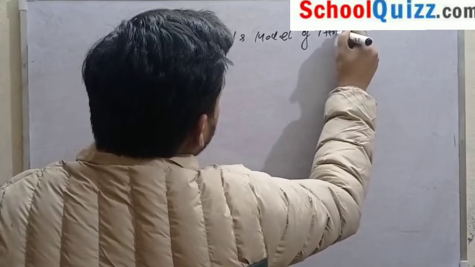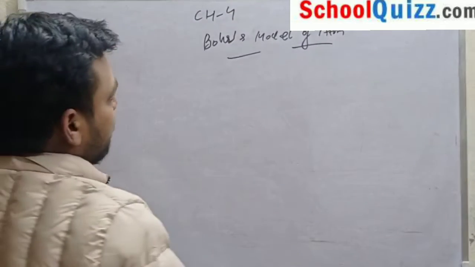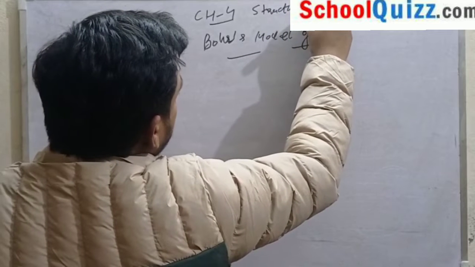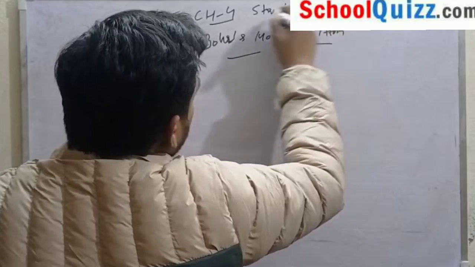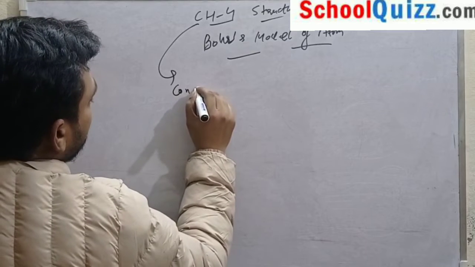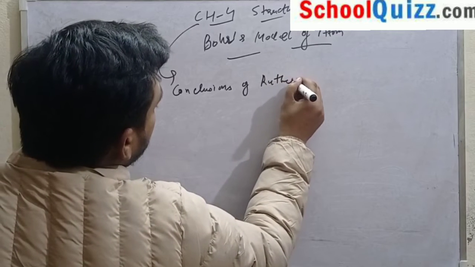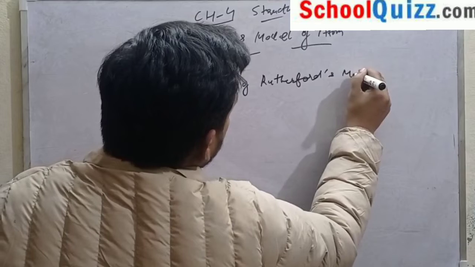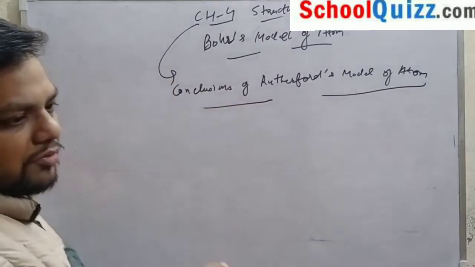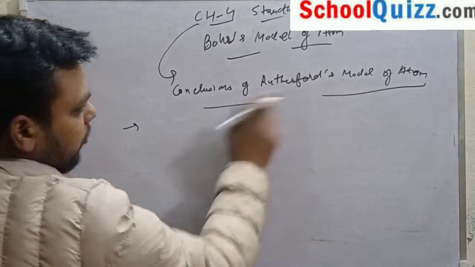In our previous video, we have discussed the Rutherford model of an atom, and as we know, chapter number 4 is Structure of Atom. First of all, we will discuss the conclusions of Rutherford's model of an atom. As we have to discuss its drawback, first we will again discuss the conclusions of the Rutherford model of an atom.